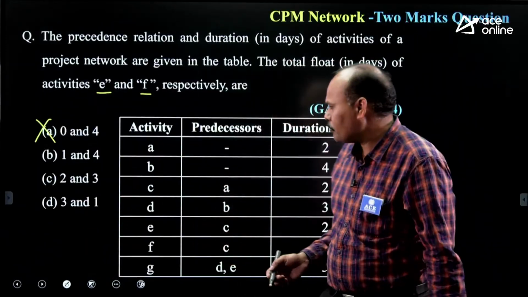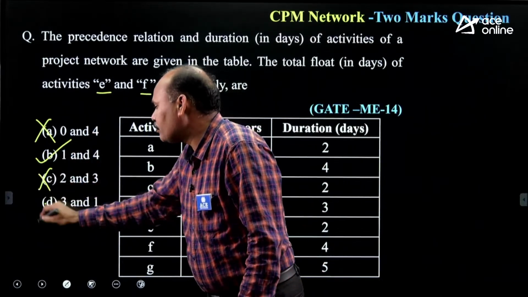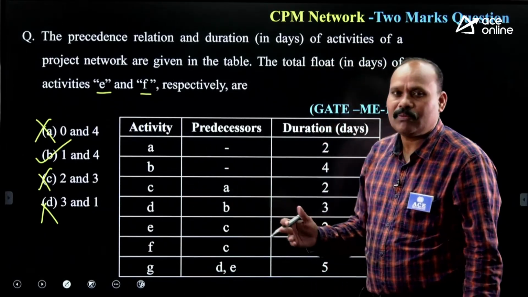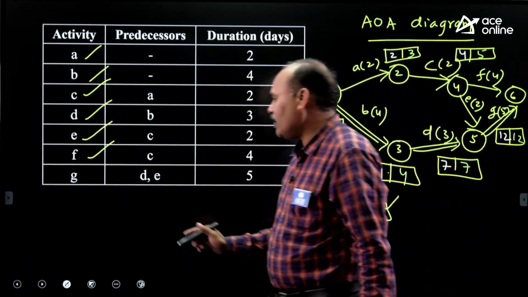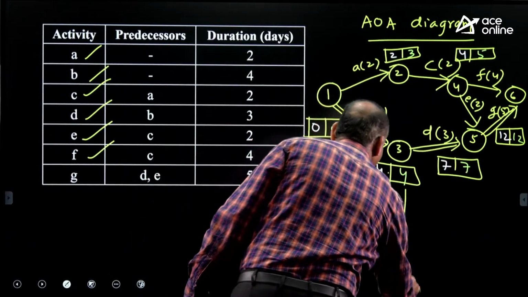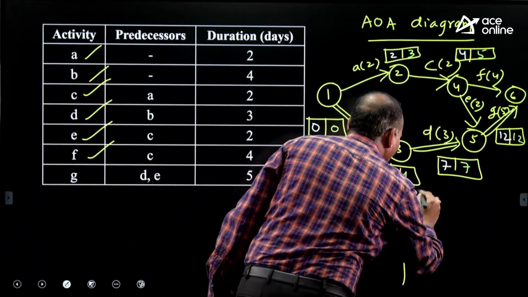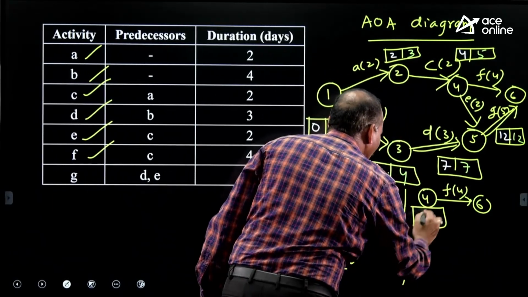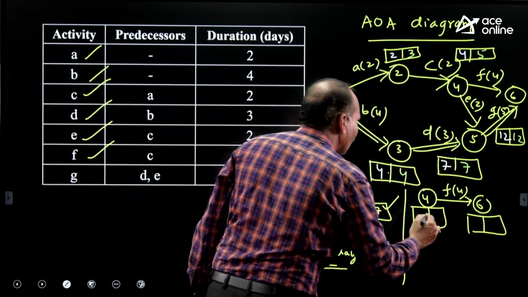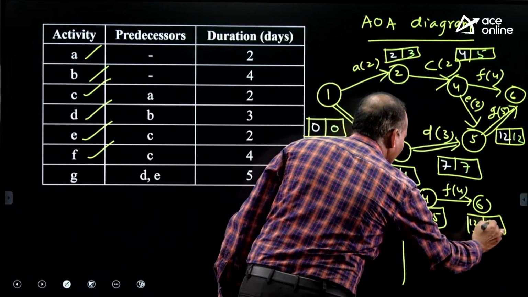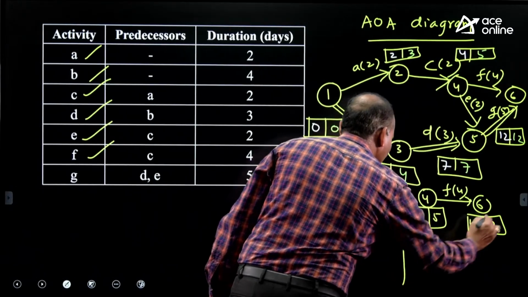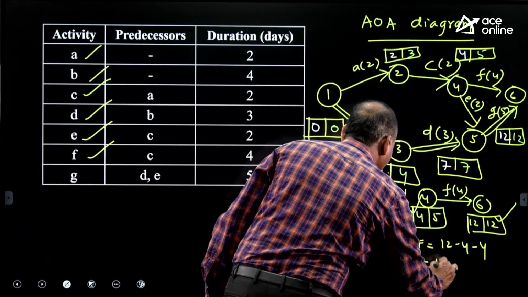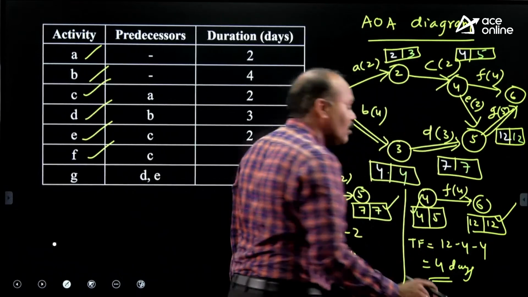Just get back to the options. Option B is the right answer, because 1 and 4, E and F respectively. We need not go for F, but suppose if you complete this, activity F: F is in between 4 and 6. What is the duration of F? 4. At the 4th event and the 6th event, values you can take: 4, 5, 12, 12. Total float is equal to highest 12, lowest value 4, 12 minus 4 minus 4. How much is it? 4 days. Okay, clear? 1 and 4.